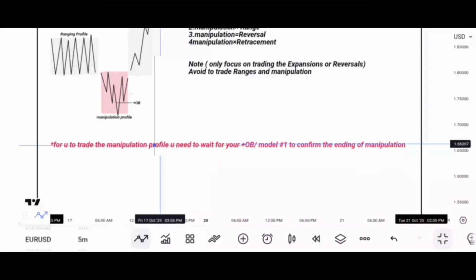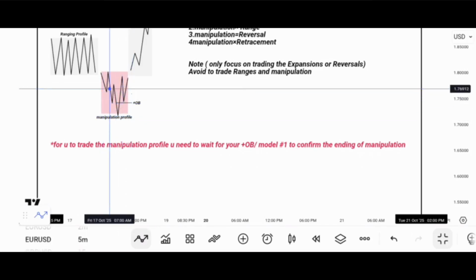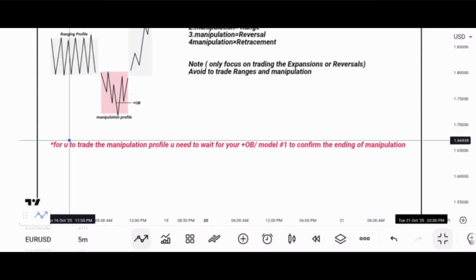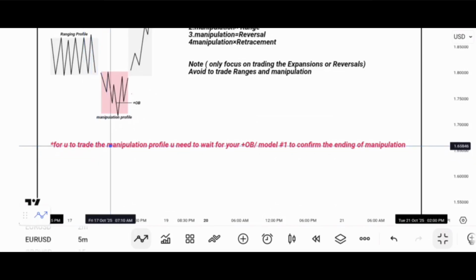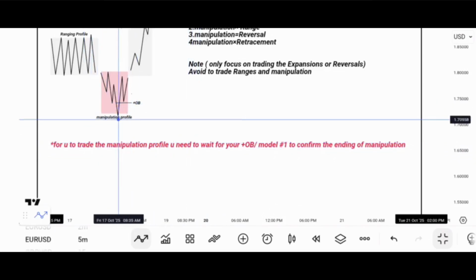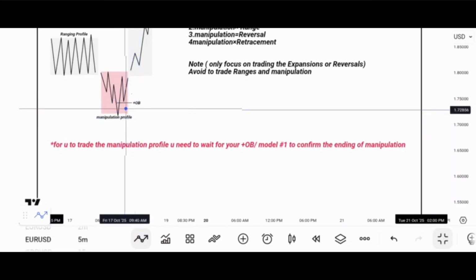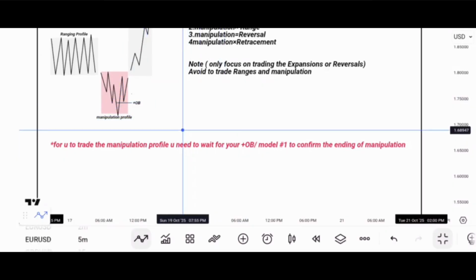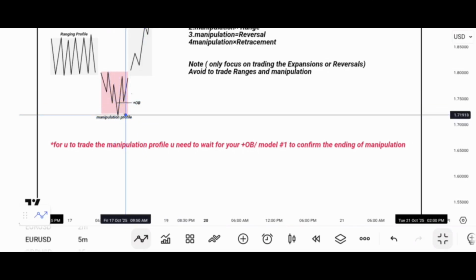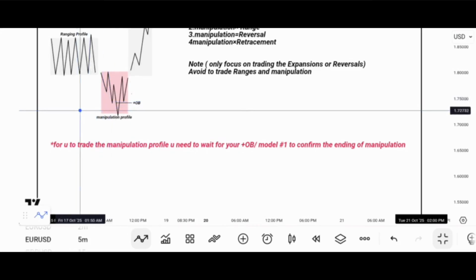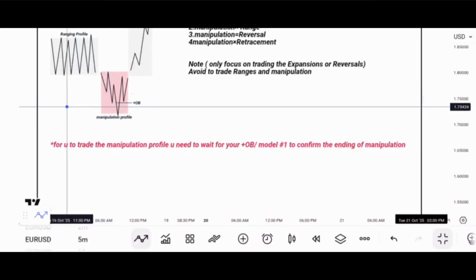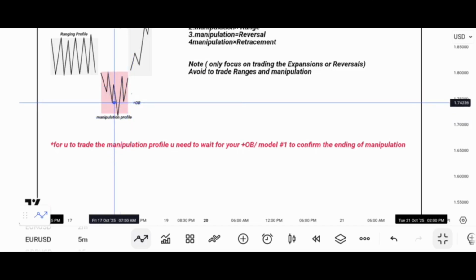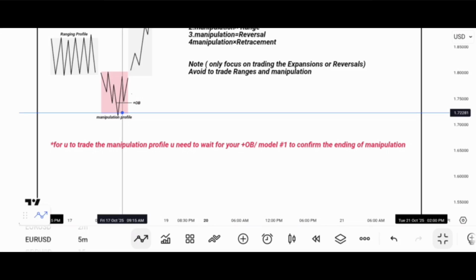So for you as a trader, if you want to trade the manipulation profile, what you need to do is wait for the last sweep that's going to happen here, which is going to be our model 1 or our order block, right? Our model 1 or order block is going to be the last down candle that sweeps sell side liquidity on our left hand side, right? As soon as we get a close above, that's a confirmation that we're getting a change in a state of delivery.